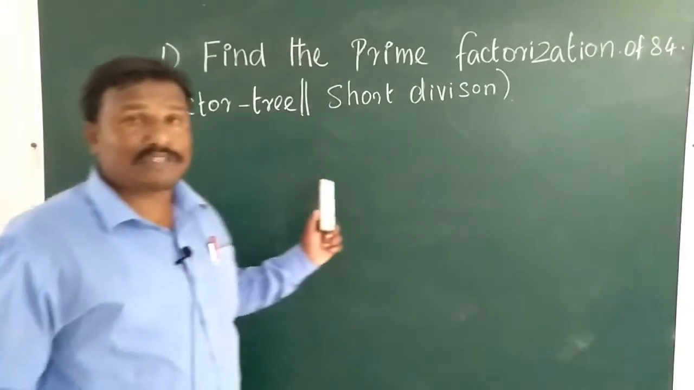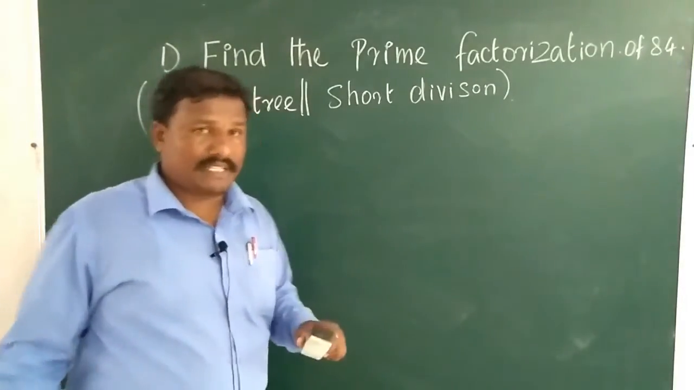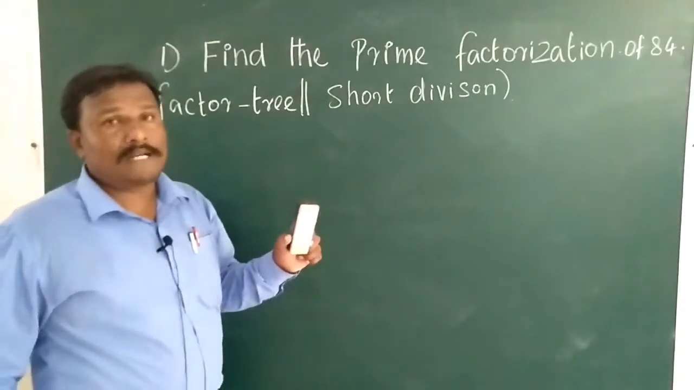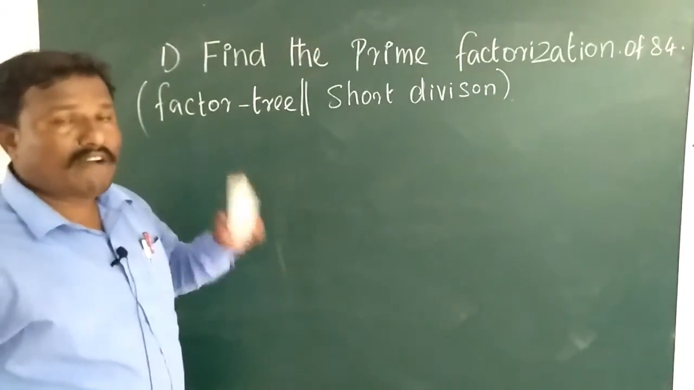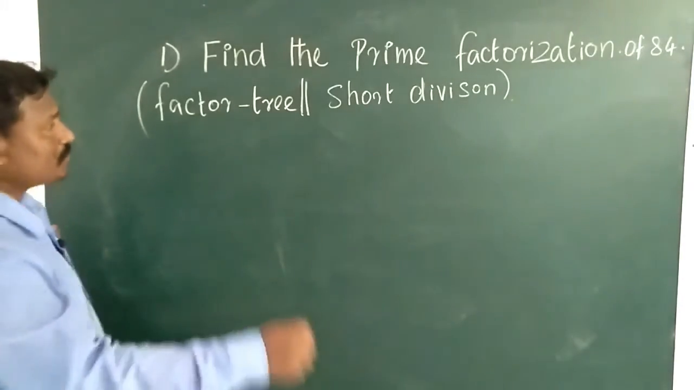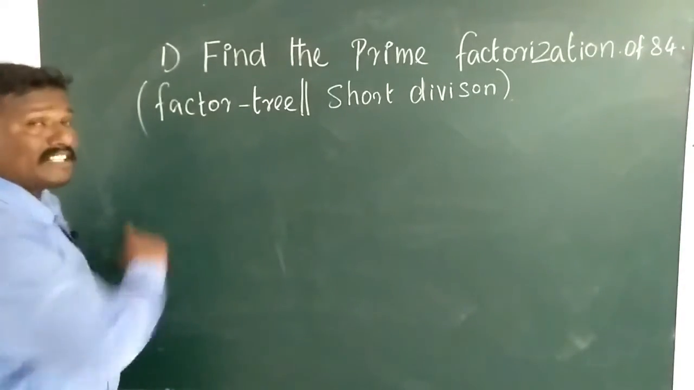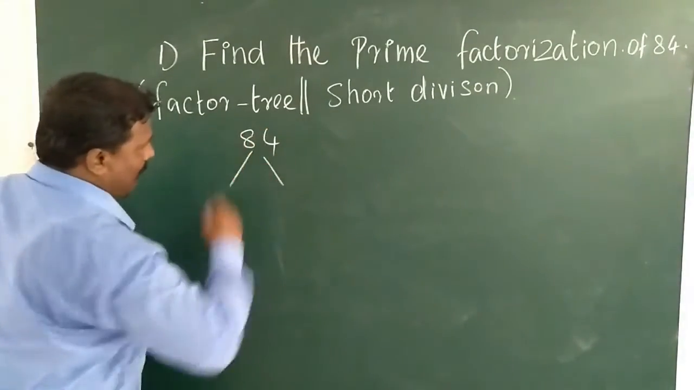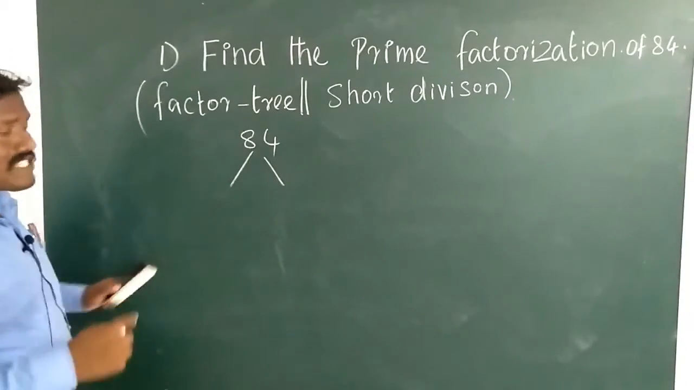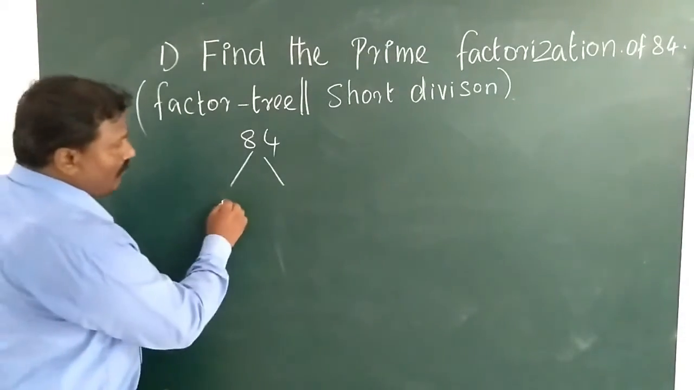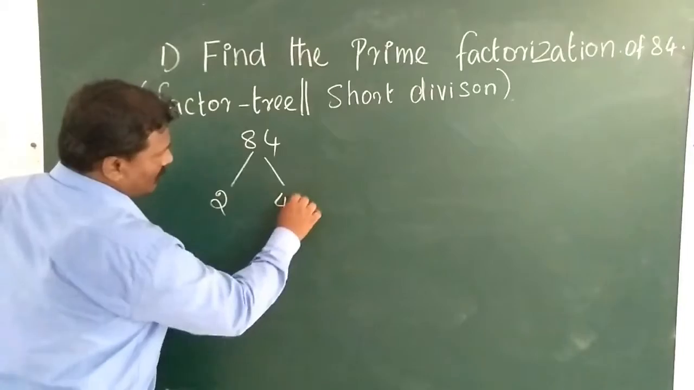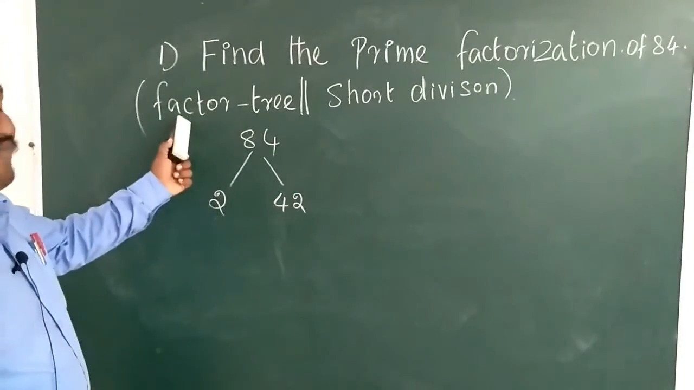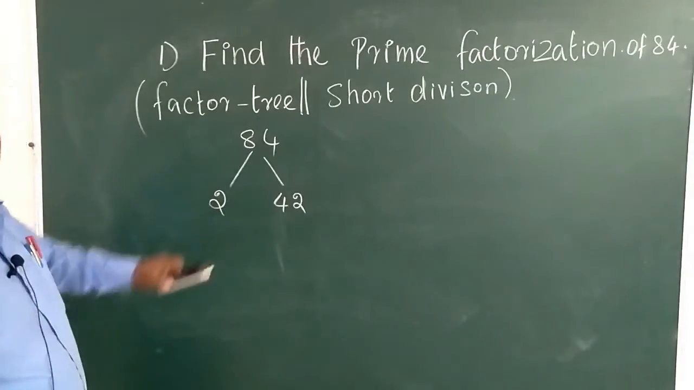Before that, I want to tell you the factor should be a prime number. I already told you what a prime number is. So 84, now I am going to find out the prime factors of 84. The factor should be a prime number. First I am going to use the factor tree method. Factor tree method means like this. 84. First I am going to divide by 2. So 42. 2 42s are 84. This is the factor tree method.